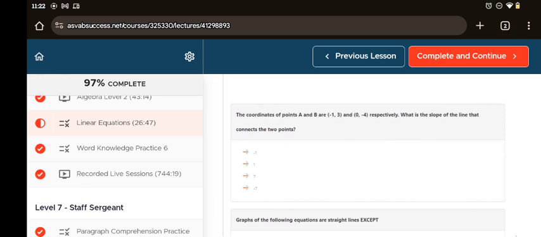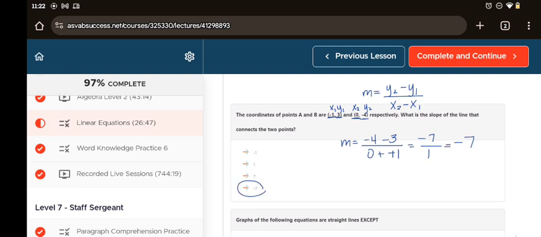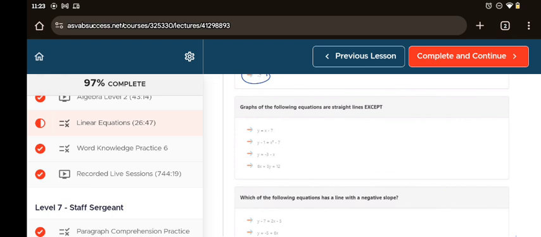Okay, next question says, the coordinates of point A and B are -1, 3, and 0, -4, respectively. What is the slope of the line that connects the 2 points? So here, once again, we use our slope equation, m equals y2 minus y1 over x2 minus x1. So let's label and then plug stuff in. So x1, y1, x2, y2. So let's start plugging stuff into our equation. y2 is -4 minus y1 is 3. x2 is 0 minus -1. Okay, now here the negative and the negative make a positive. But we still put the minus, and then we put the negative that comes from that number. So now let's simplify. -4 minus 3 is -7. 0 plus 1 is +1. This is just -7 over 1, which is -7. And that's our answer. Okay, next question.